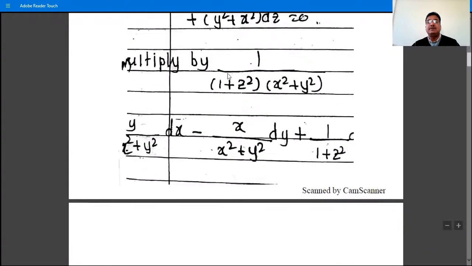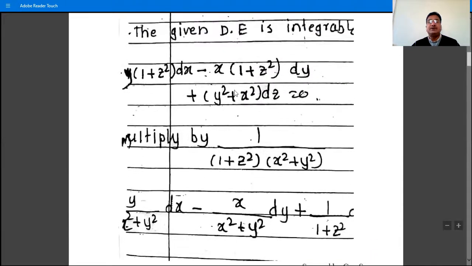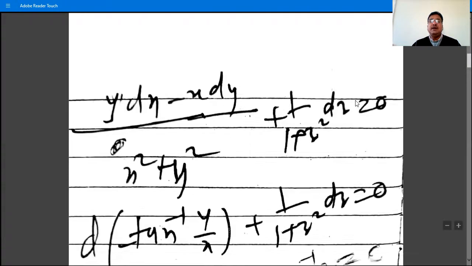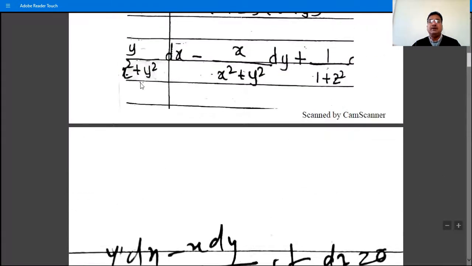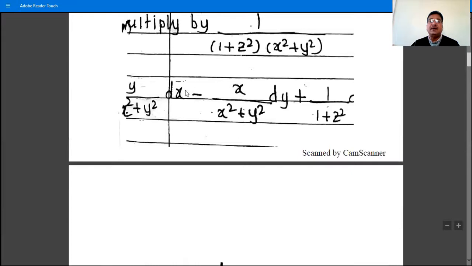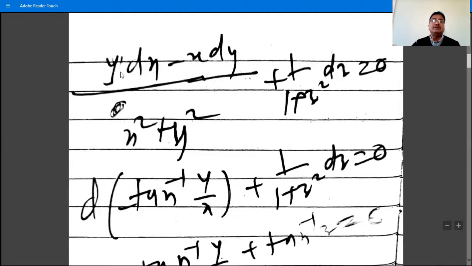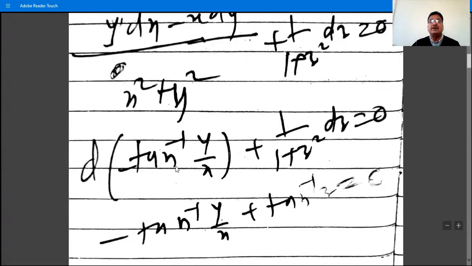The given differential equation is integrable if you divide by this factor, 1 plus z square, x square plus y square. Then it becomes y by x square plus y square dx minus x by x square plus y square dy, plus 1 by z square dz is equal to 0. That is, the z variable is separable. Here x and y are not separated variables, and that's why by using some tricks we adjust these two variables in such a way that we have its integration.